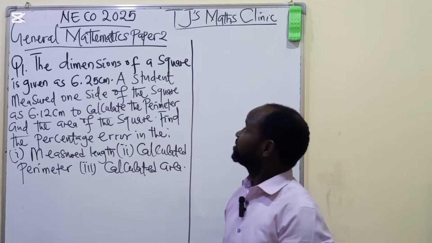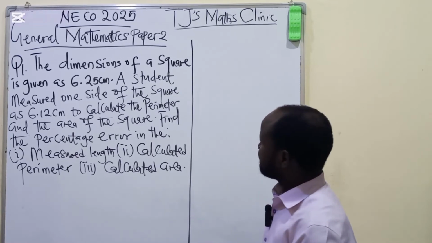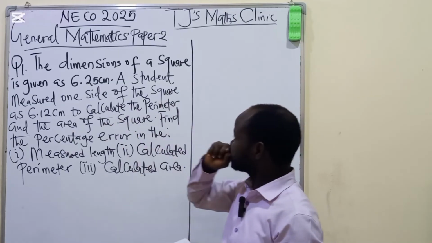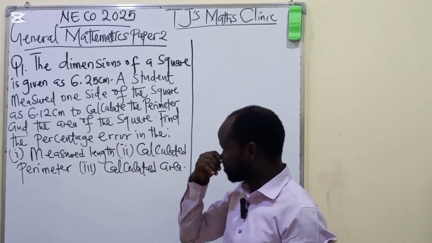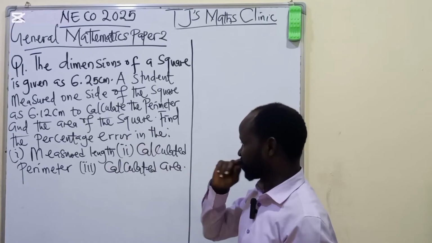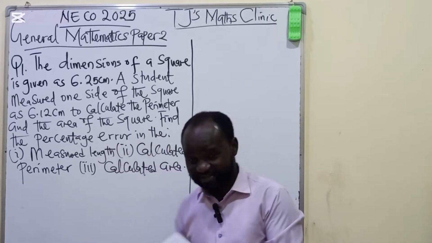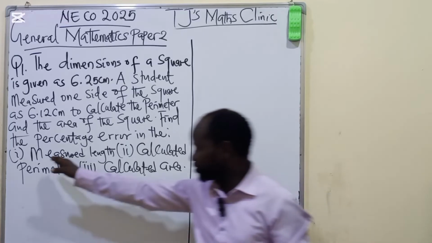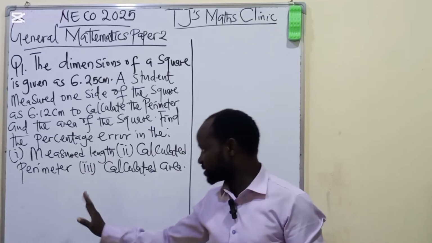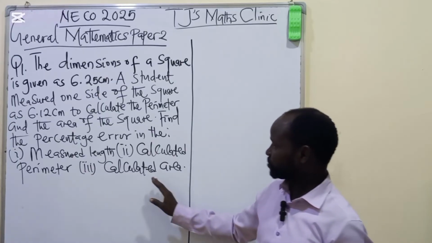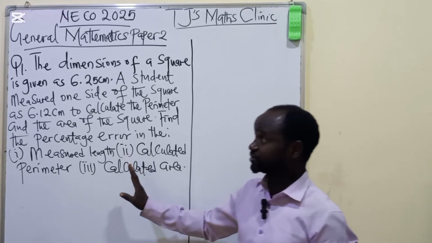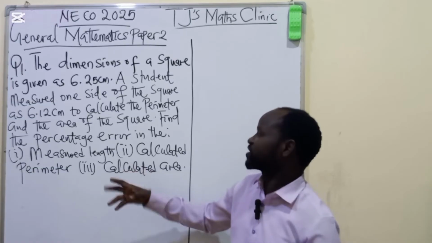The question reads: the dimension of a square is given as 6.25 centimeter. A student measured one side of the square as 6.12 centimeter. To calculate the perimeter and the area of the square, we are asked to find the percentage error in the (i) measured length, (ii) calculated perimeter, (iii) calculated area. Of course, this is from approximation and percentage error.